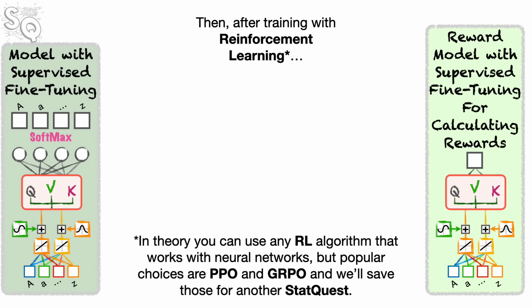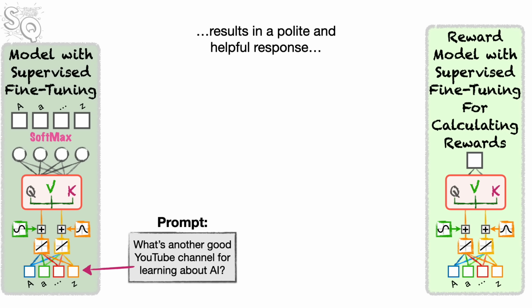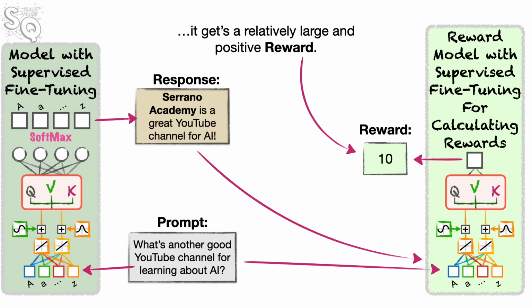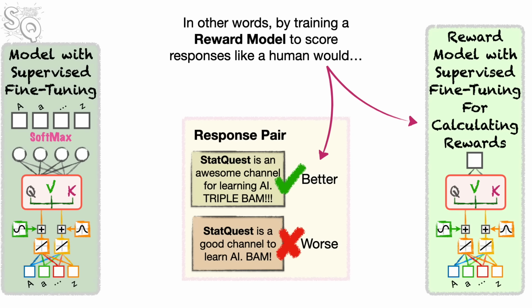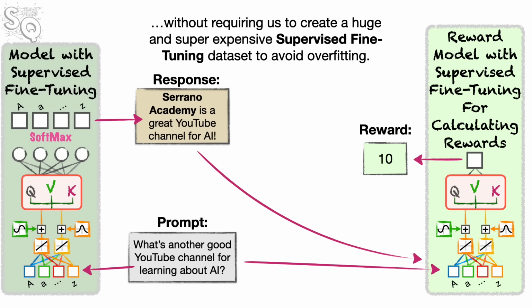Then, after training with reinforcement learning, our prompt, what's another good YouTube channel for learning about AI, results in a polite and helpful response. Serrano Academy is a great YouTube channel for AI. And because this response is both helpful and polite, it gets a relatively large and positive reward. In other words, by training a reward model to score responses like a human would, we can use the reward model to train the original model to generate polite and helpful responses to new prompts without requiring us to create a huge and super expensive supervised fine-tuning dataset to avoid overfitting.